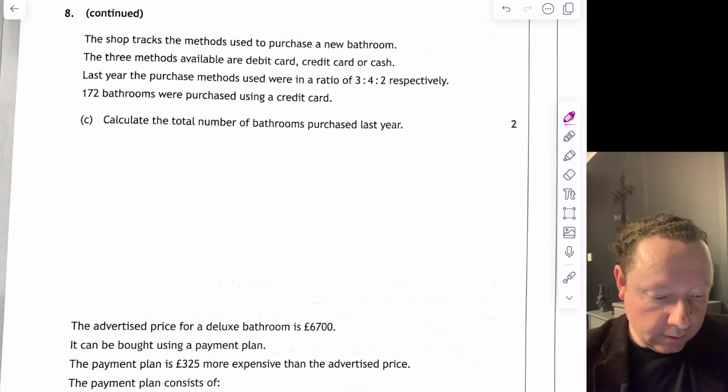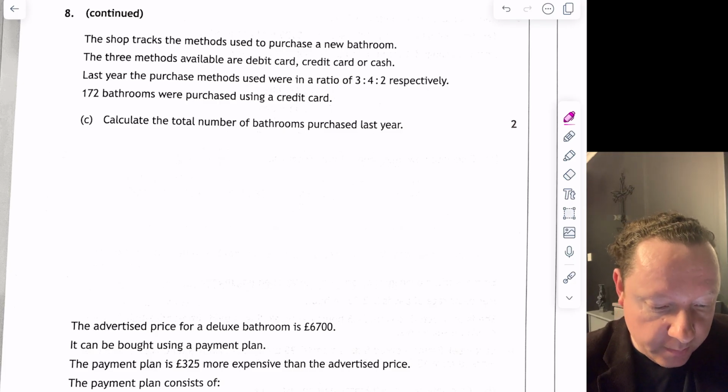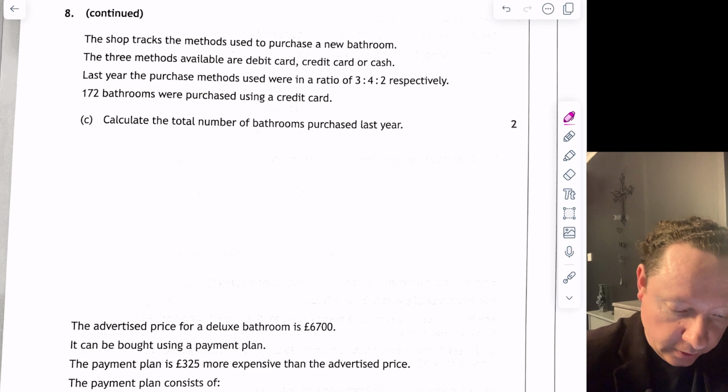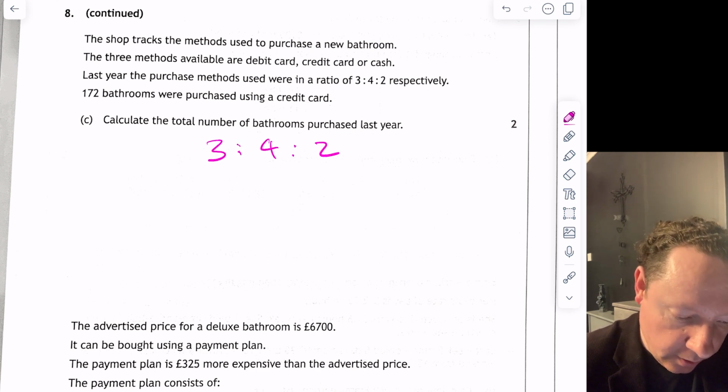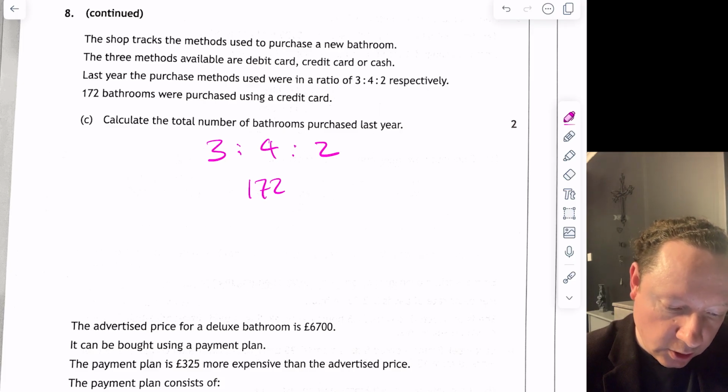And we're done there. We continued the shop tracks methods used to purchase a new bathroom, and the three methods used are debit, credit and cash. And last year's purchase methods were in the ratio 3, 4, 2, respectively. 172 bathrooms were purchased with a credit card. So 172 is here, and it says calculate the total number of bathrooms purchased last year.